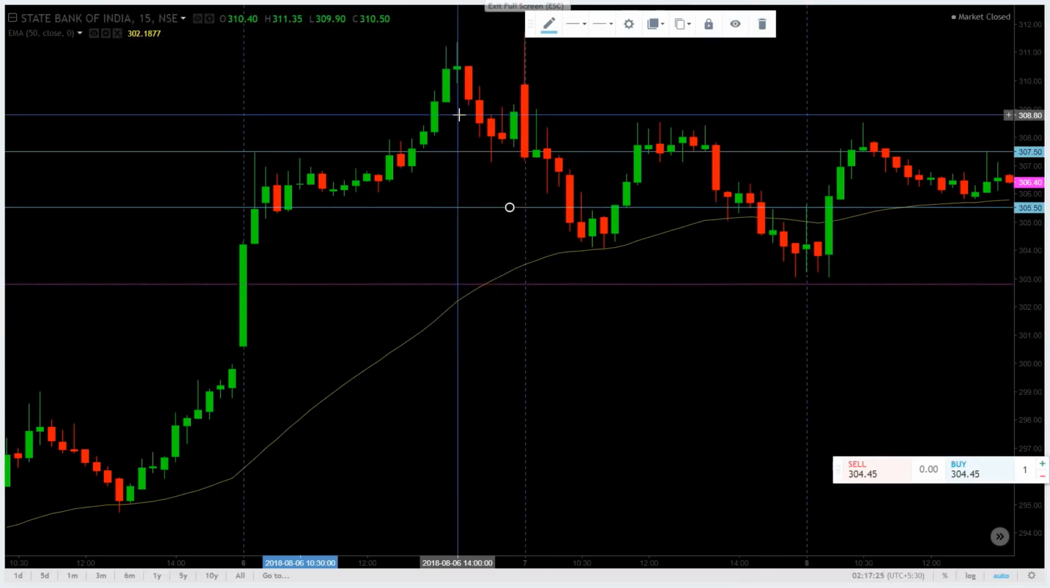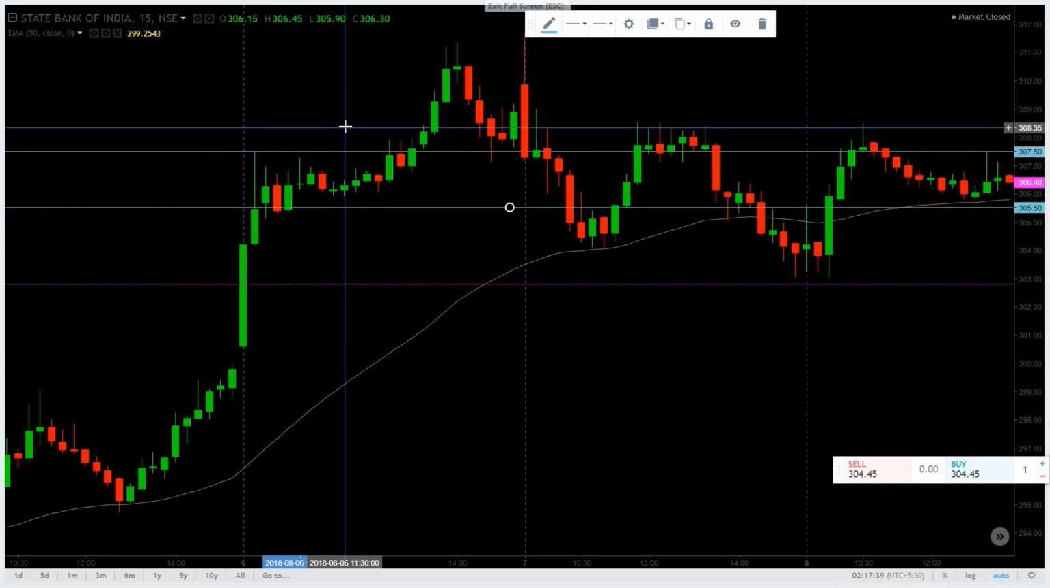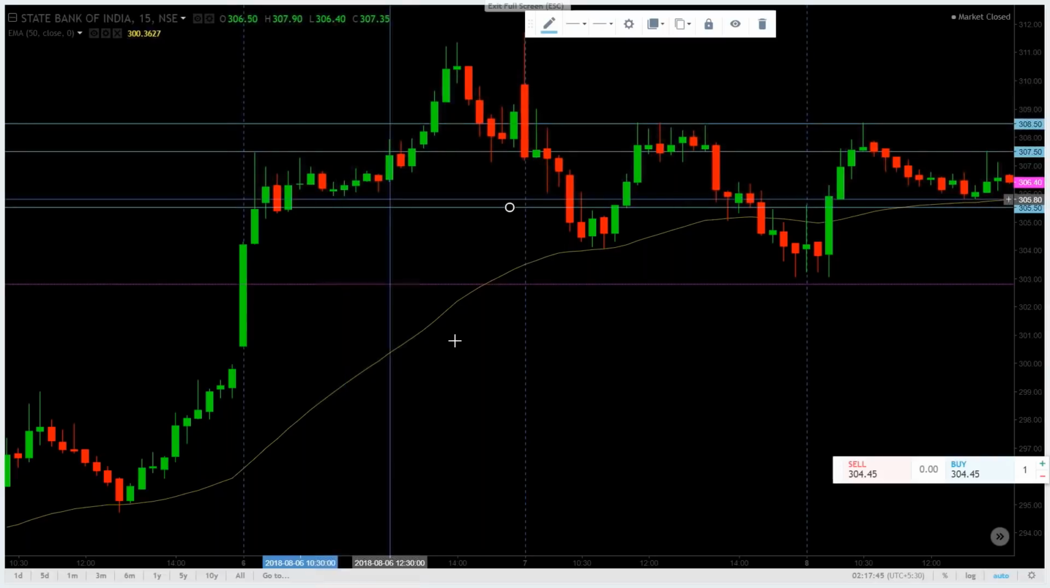First order with a target of rupees 1. So 307.50 should be the entry price, because 307.45 is your high of the day, I mean high of this three candle range. So hence your first target will be 308.50. So where is 308.50? Here is 308.50.